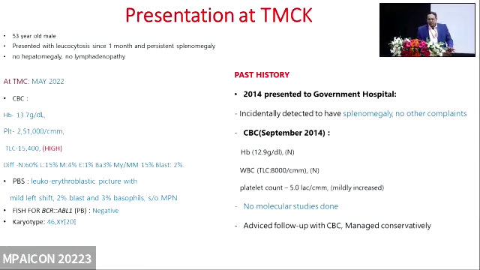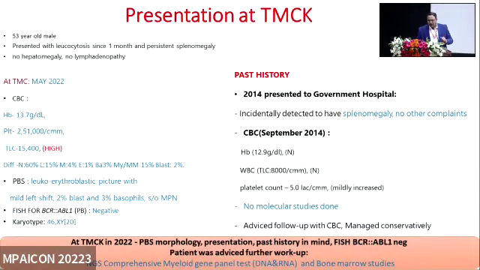The patient had a past history. He has a long-standing history of around 8 years, wherein he had persistent splenomegaly. His counts were normal, with a mild increase in peripheral blood previously. No molecular tests were done. The patient was advised to keep on follow-up and was managed conservatively.